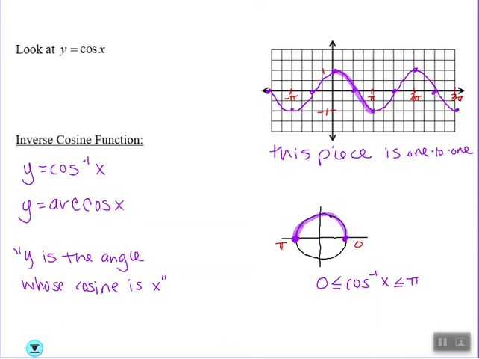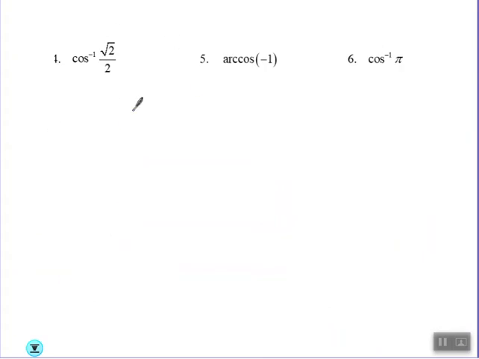Let's look at a couple of examples. We have inverse cosine of square root of 2 over 2. So let's look at our unit circle. Remember that cosine is the x value. Angles that have a cosine of square root of 2 over 2 are here and here. But since we are only looking at angles between 0 and pi, we are excluding this one, which is negative pi over 4 or 7 pi over 4. And our only answer is pi over 4.